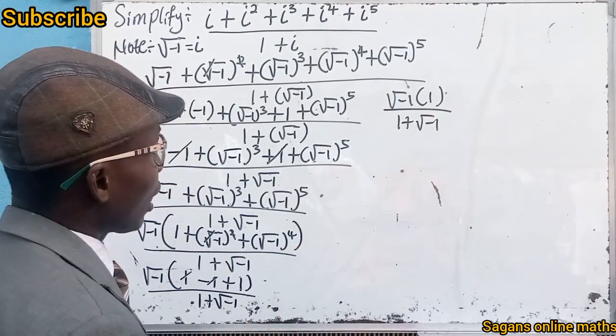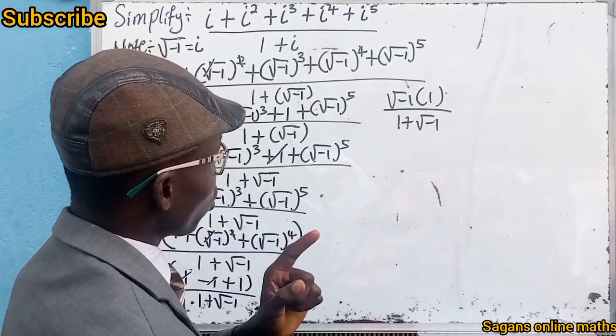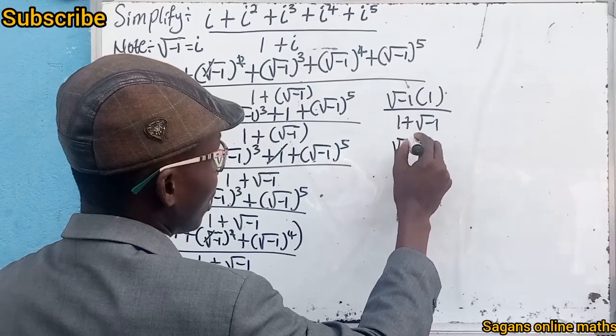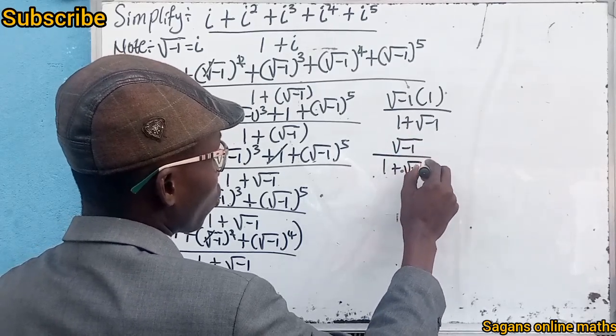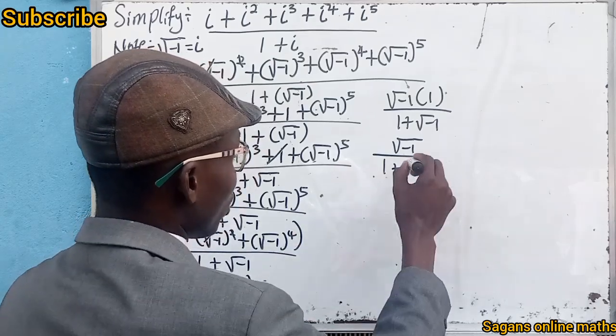That's good. Now √-1 times 1 will have what? √-1. So this now becomes √-1 divided by 1 plus √-1. Now let's rationalize the denominator.